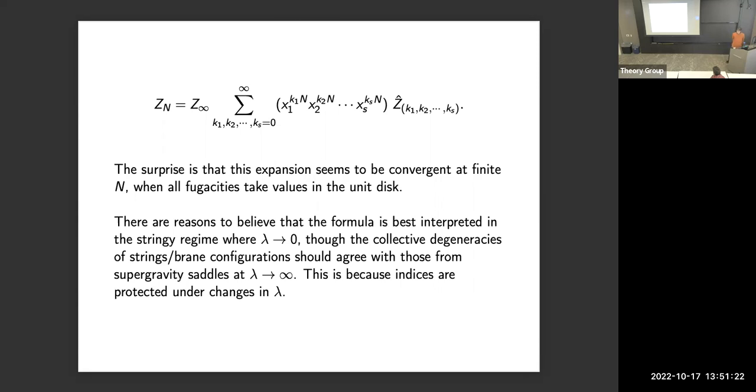So there are reasons to believe that the formula is best interpreted in the stringy regime where lambda goes to 0, though the collective degeneracies of string and brane configurations should agree with those from supergravity saddles at large lambda. And they agree because the indices are protected under changes in lambda. What is lambda? Lambda is 't Hooft coupling. Okay.